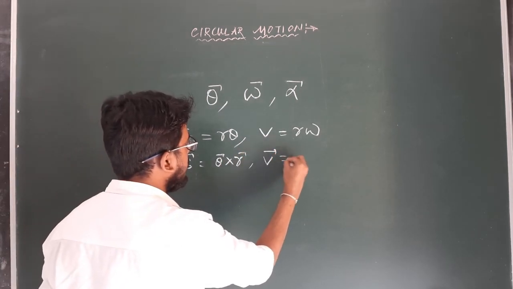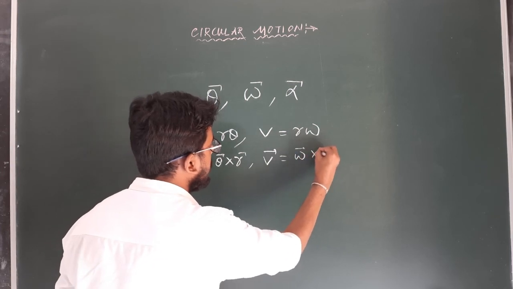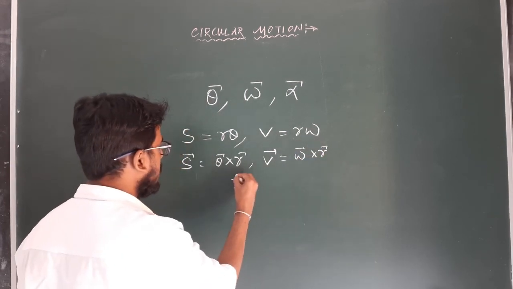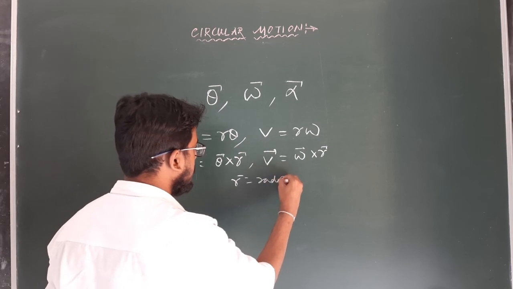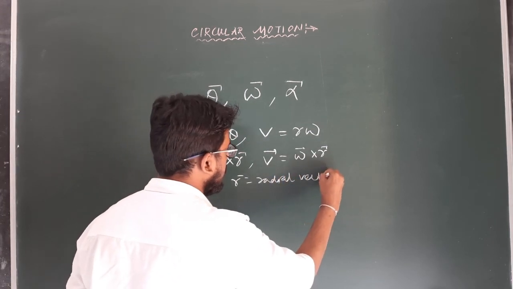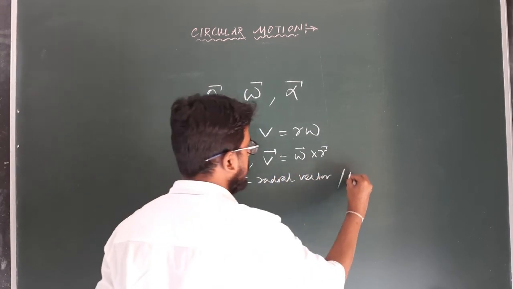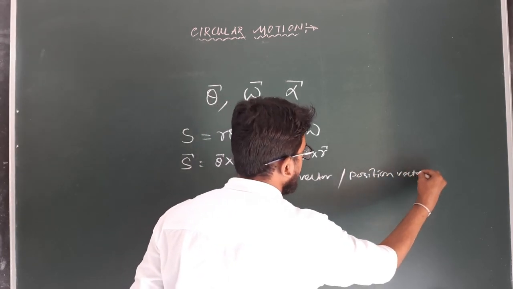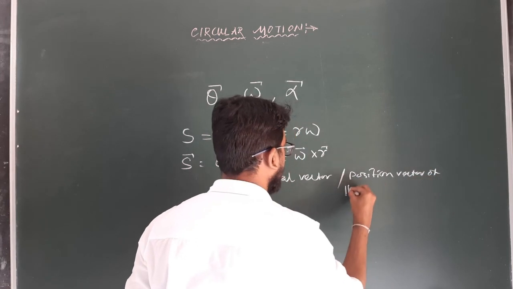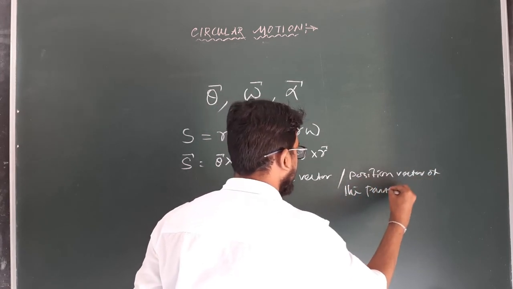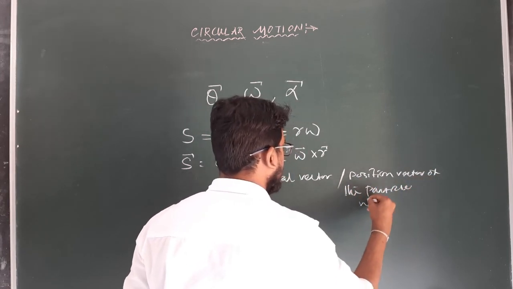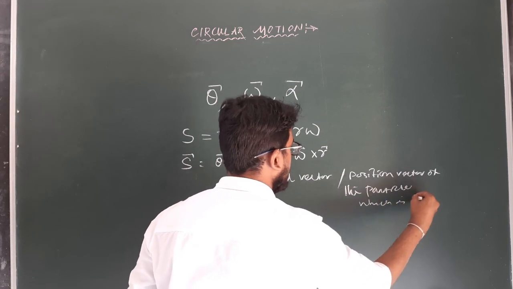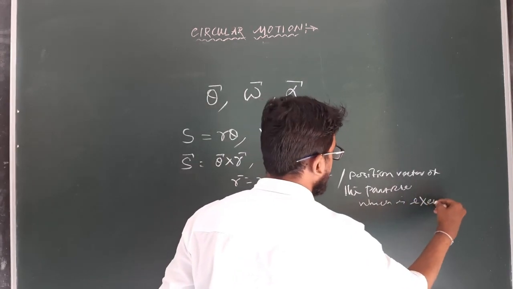s equal to theta cross r and the linear velocity v vector equal to omega cross r vector, where r vector is known as what? The radial vector or the position vector of the particle which is executing circular motion.